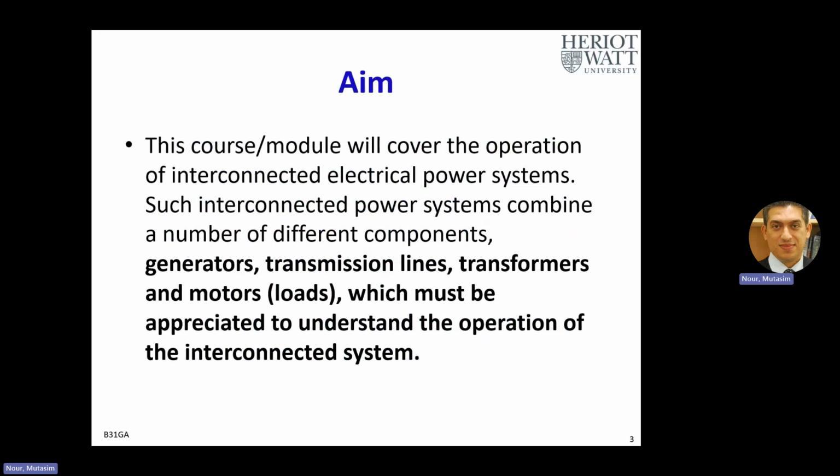So the aim of this course, sometimes we call it a module, as is known in the UK. Course or module are the same. It will cover operation of interconnected electrical power systems. Such interconnected power systems combine a number of different components. We're going to look at the electrical power system entirely. We're going to start from the generators, then transmission lines, transformers. We are using transformers to step up and step down, and transmission lines as well. And then we look at the load. What is the load here? We're going to focus on motors.